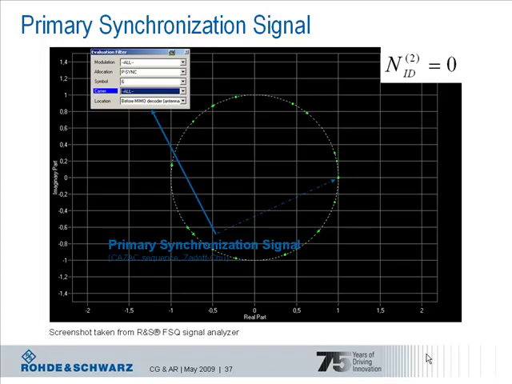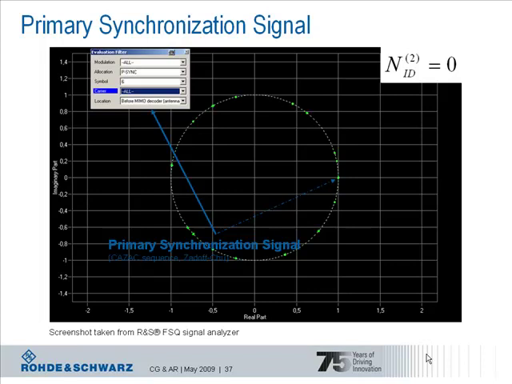This helps to do matched filtering, finding the right sequence used for the primary synchronization signal. As Christina explained, 72 subcarriers translate to 6 resource blocks, as 12 subcarriers form a resource block in the frequency domain. With 15 kHz subcarrier spacing, the occupied bandwidth around the carrier frequency is 1.08 MHz. By using the evaluation filter function coming with the Rohde & Schwarz FSQ signal analyzer, you can look at each subcarrier individually.